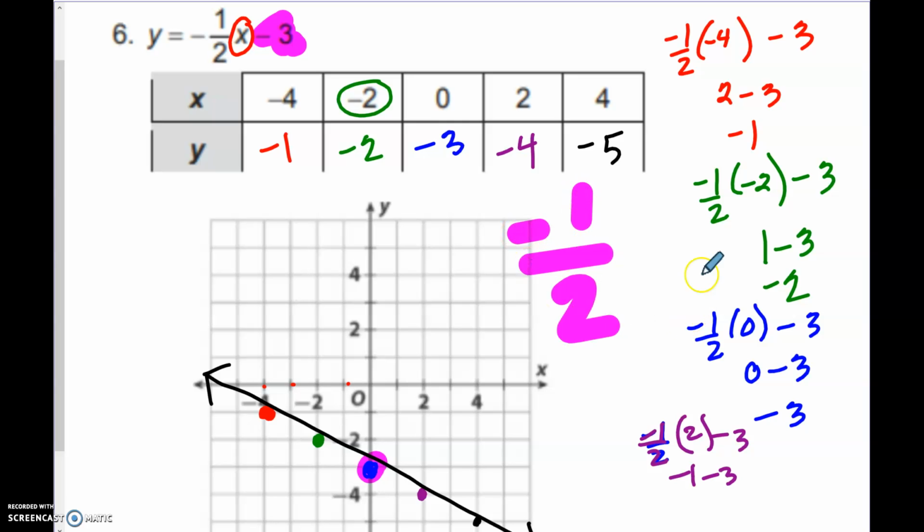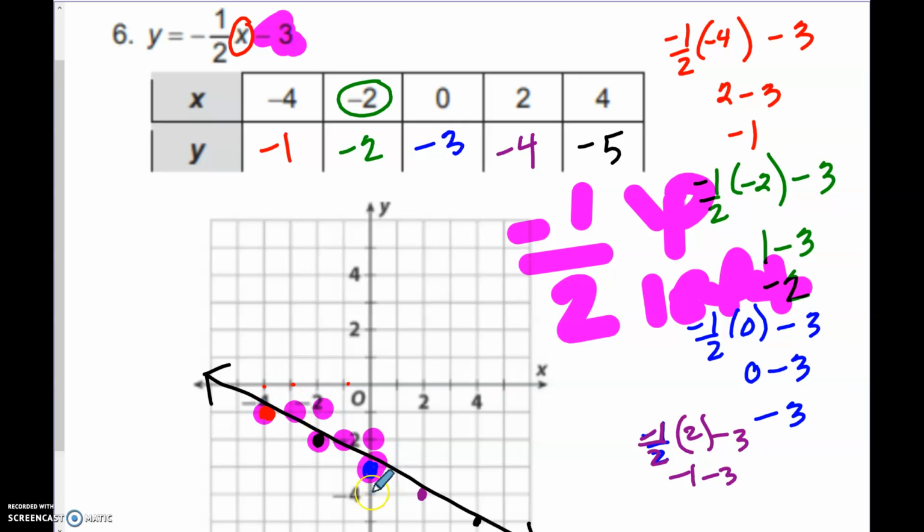So can I go up 1 and left 2? Up 1, left 2. We're right on that point. Up 1, left 2. Right on that point. Or if you'd like to do it, go down 1 and right 2. Are all of those points lining up in the exact same place? So do I get the exact same line? You can see, you can either use the equation and using slope and y-intercept, or you can use the graph.